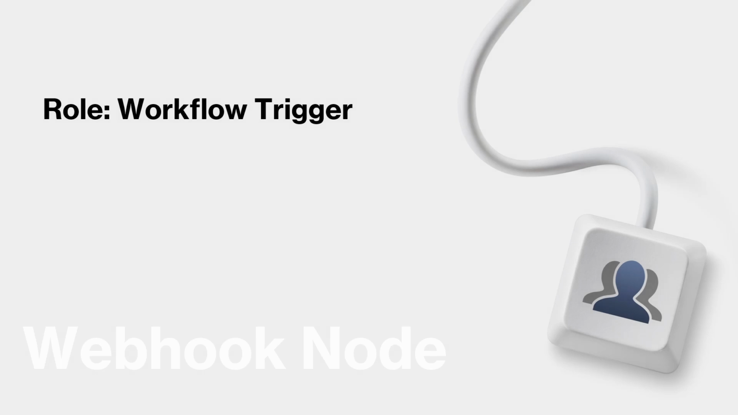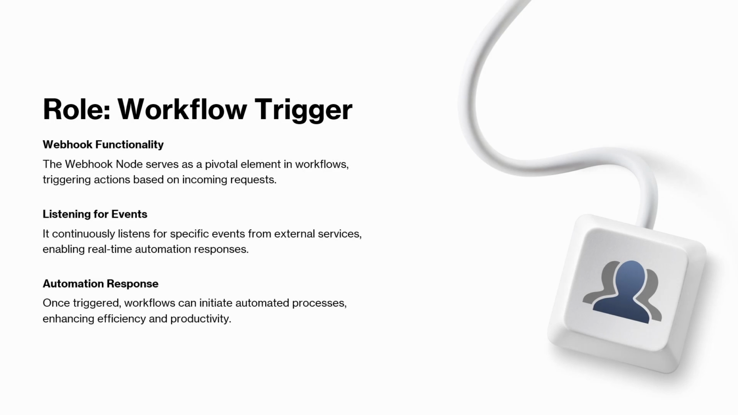Okay, so let's talk about the difference between the webhook node and the HTTP request node. A webhook node serves as a pivotal element in a workflow. It continuously listens for specific events from external services. It could be Stripe or any other external service. Once triggered, the workflow can initiate automated processes, enhancing efficiency and productivity.